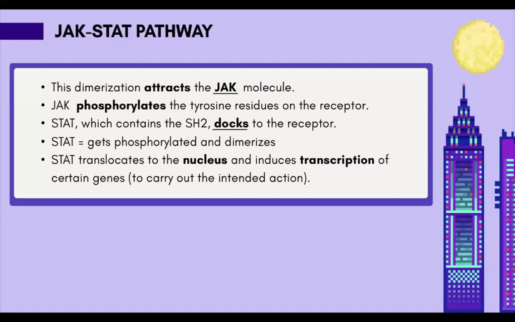Moving on, once they're connected, they're going to attract the JAK molecule. So they're going to attract the enzyme that's going to come in to phosphorylate the tyrosine residues. And then once they've done that, now that the phosphorylated tyrosine residues are present, STAT, the adapter protein, is going to come in and dock to the receptor because it has the domain to do so. And then JAK, the enzyme again, is going to phosphorylate STAT. So now STAT is going to get phosphorylated as well. And you'll see what that does.